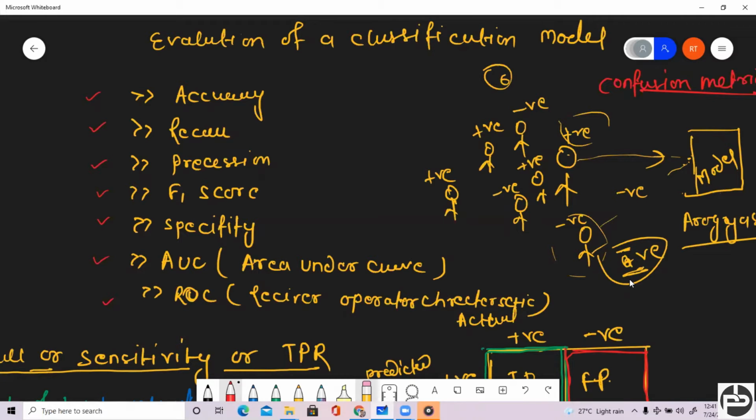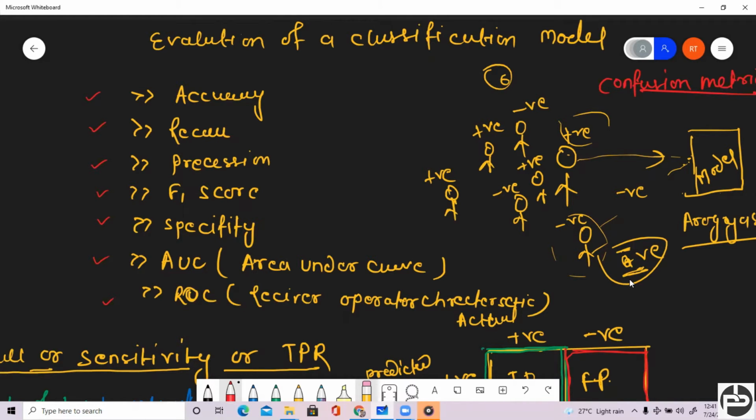So again, I would like to give the importance of this playlist. Whenever you are going to deal with any kind of classification model, how good your model is, how you can identify those things, how you can evaluate your model, whether your model is good or not, right? With these parameters, we can evaluate our model.